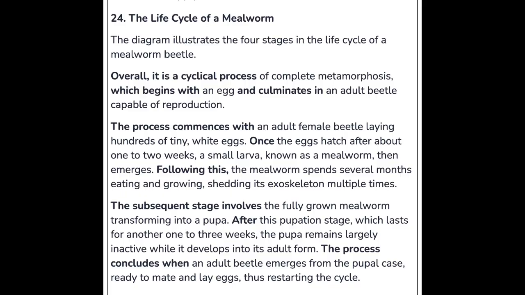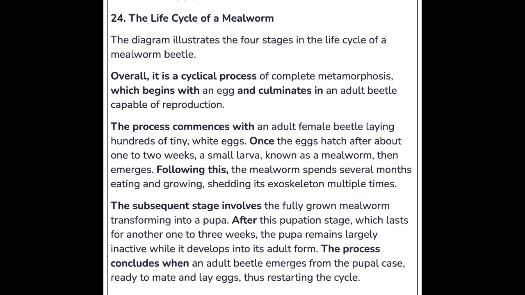Once the eggs hatch after about 1 to 2 weeks, a small larva, known as a mealworm, then emerges. Following this, the mealworm spends several months eating and growing, shedding its exoskeleton multiple times. The subsequent stage involves the fully grown mealworm transforming into a pupa.